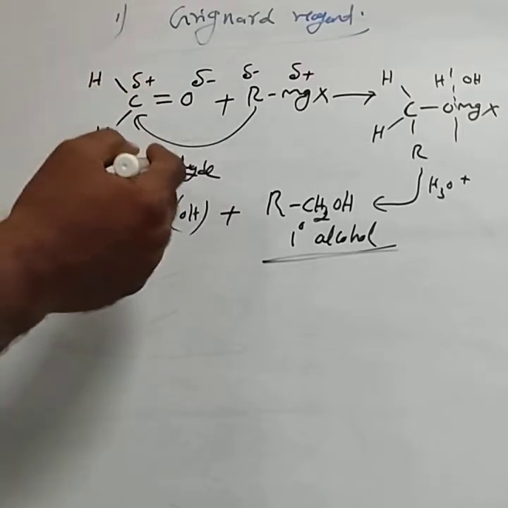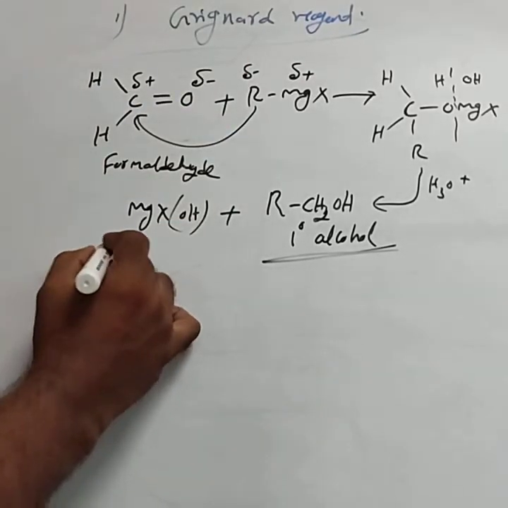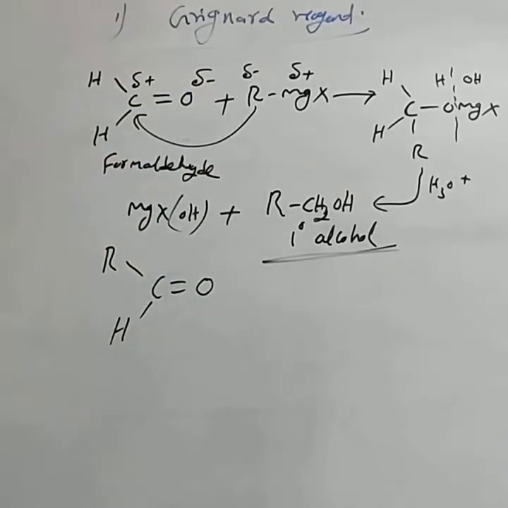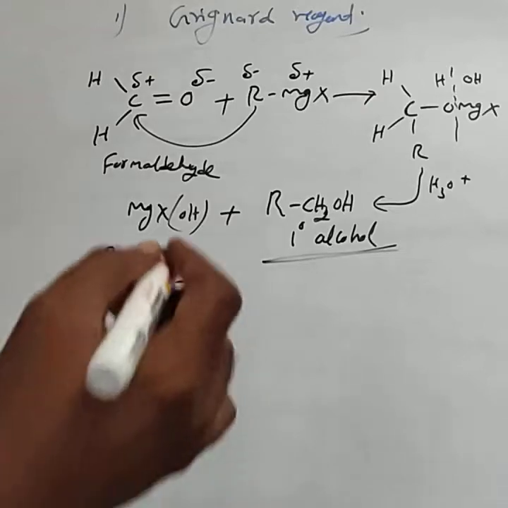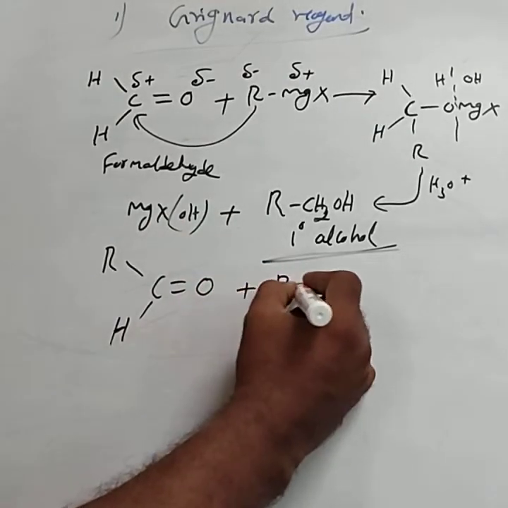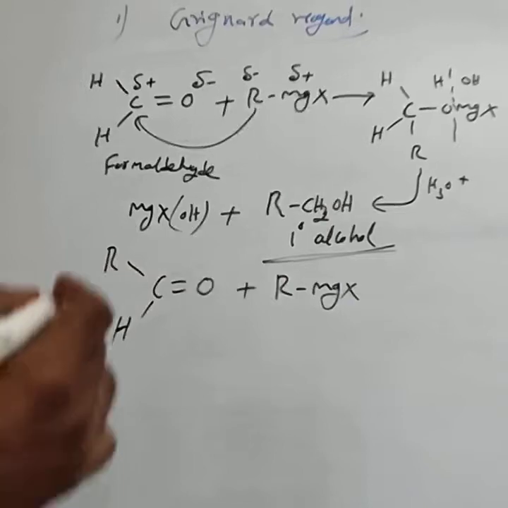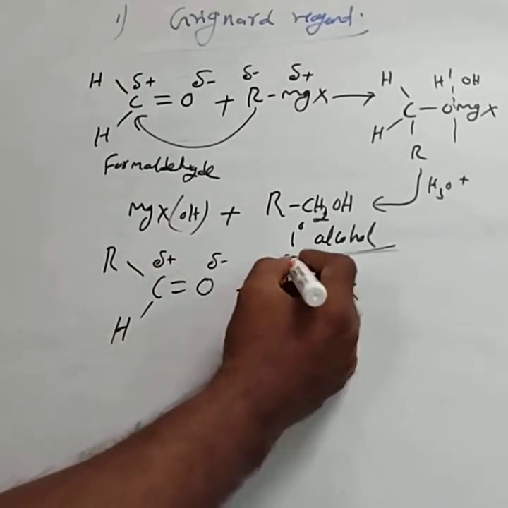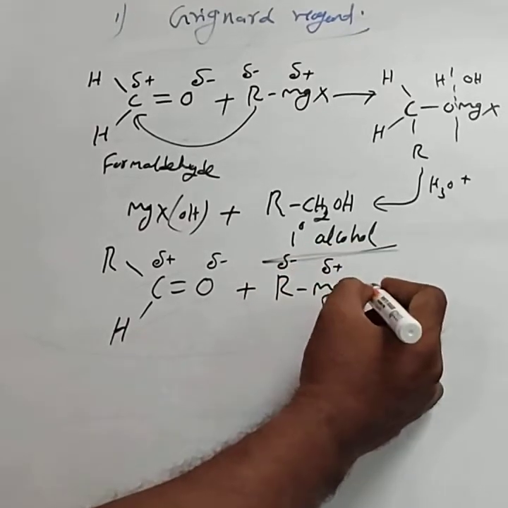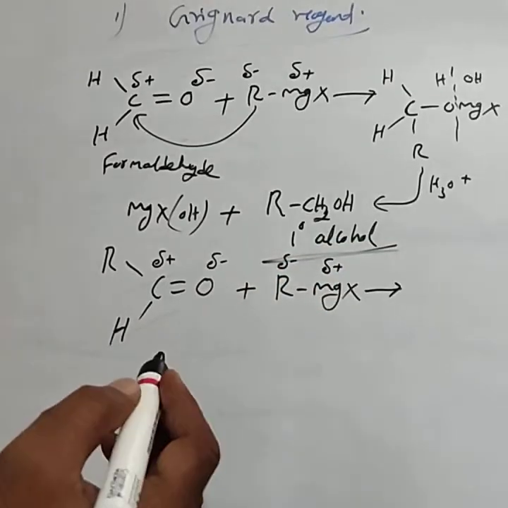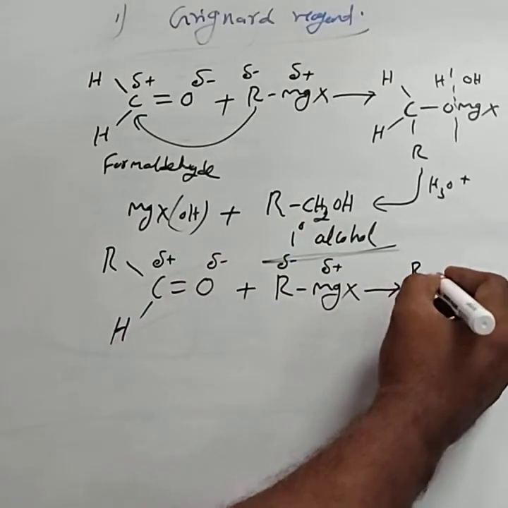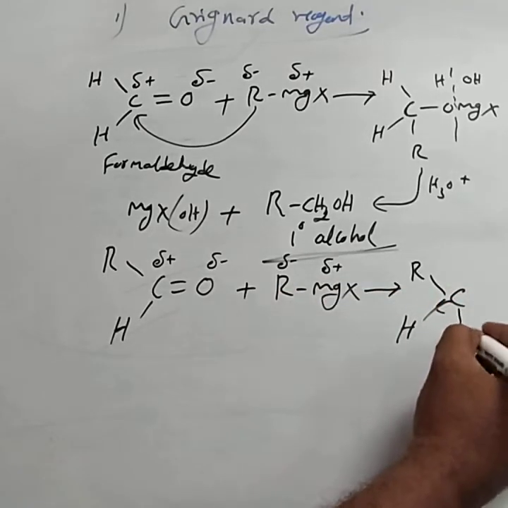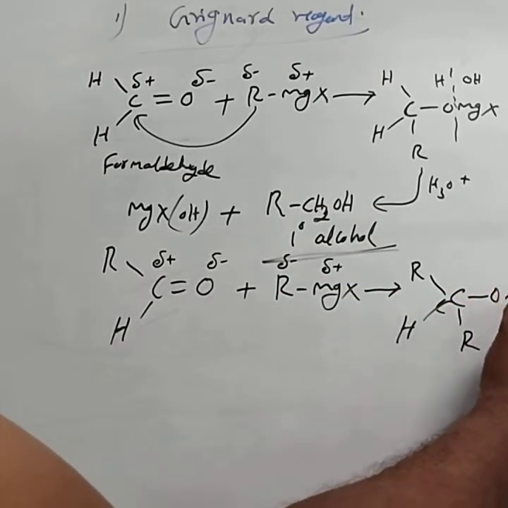Similarly, instead of formaldehyde, consider any other aldehyde, that is, RCHO. This is the aldehyde molecule. When the aldehyde reacts with Grignard reagent RMgX, consider the same polarity: R carries the delta minus, and magnesium carries the delta plus. Similarly, we can write the intermediate: RCH, where to this carbon R gets added, then OMgX.